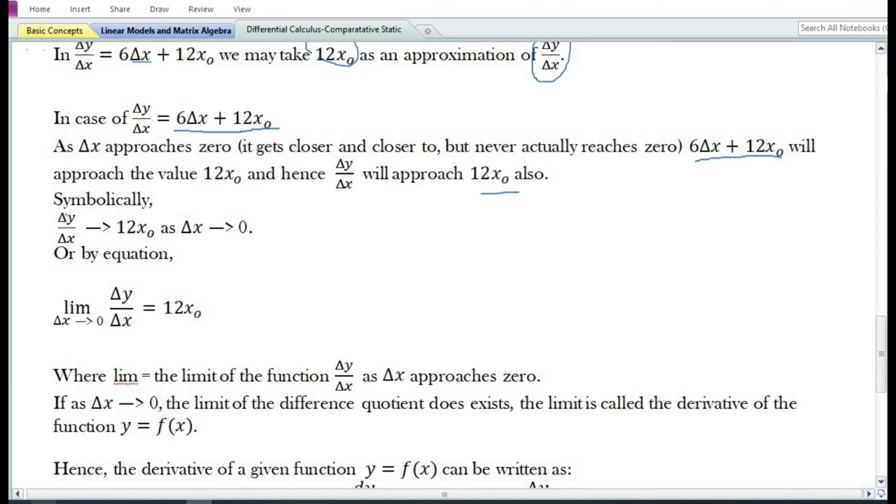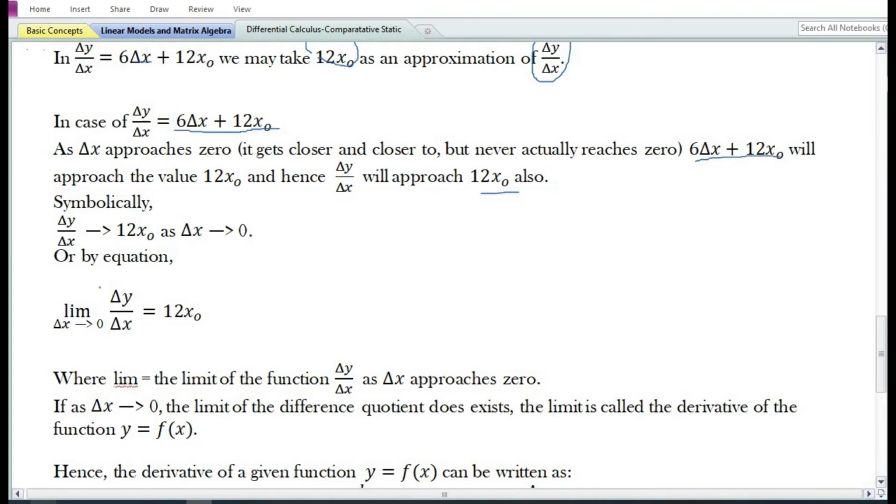Symbolically, delta y by delta x approaches 12 x subscript 0 as delta x approaches 0. In equation form, we can write the limit of delta y by delta x as delta x approaches 0 is equal to 12 x subscript 0. Now LIM is the limit of the function delta y by delta x as delta x approaches 0. If as delta x approaches 0, the limit of the difference quotient exists, the limit is called the derivative of the function y is equal to f of x.